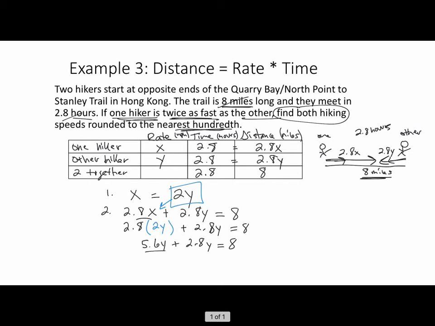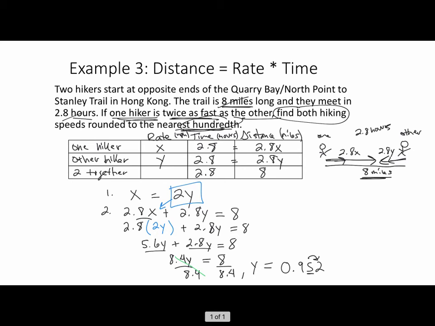Now I've got like terms, so let's go ahead and add those together. So that's 8.4 y's altogether equals 8. And finally, multiplication property. I'm just going to multiply by the reciprocal of the coefficient of the variable, same as dividing that from both sides, so that we have y on the left. And if we divide 8 by 8.4, that's going to be a decimal. If I want to round to the nearest hundredth, let's go to thousandths, 952. And that means I'm going to stay at 0.95.